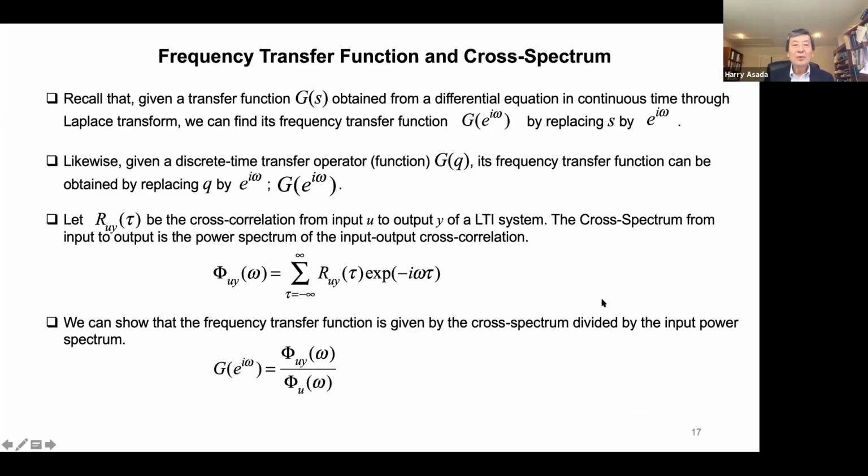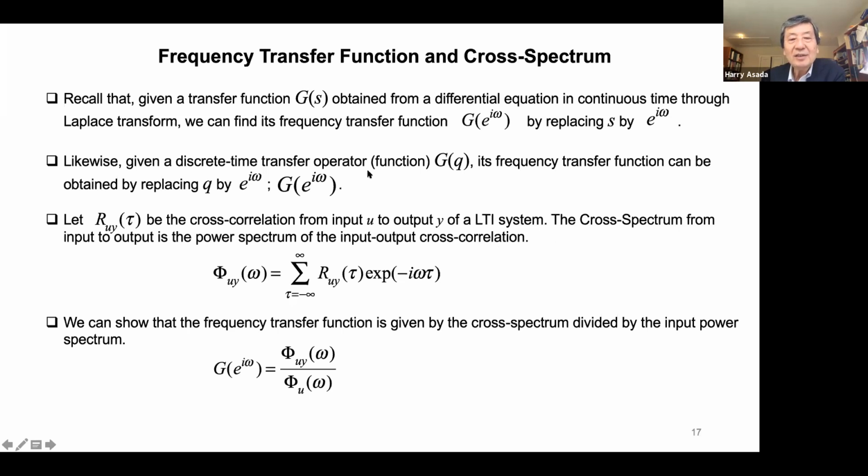Now with this, what we'd like to do is use the correlation method, convert it to the frequency domain, basically the power spectrum. And with that, we'd like to estimate, to determine the transfer function in the frequency domain. So for the transfer function in the frequency domain, we need to do the following things.